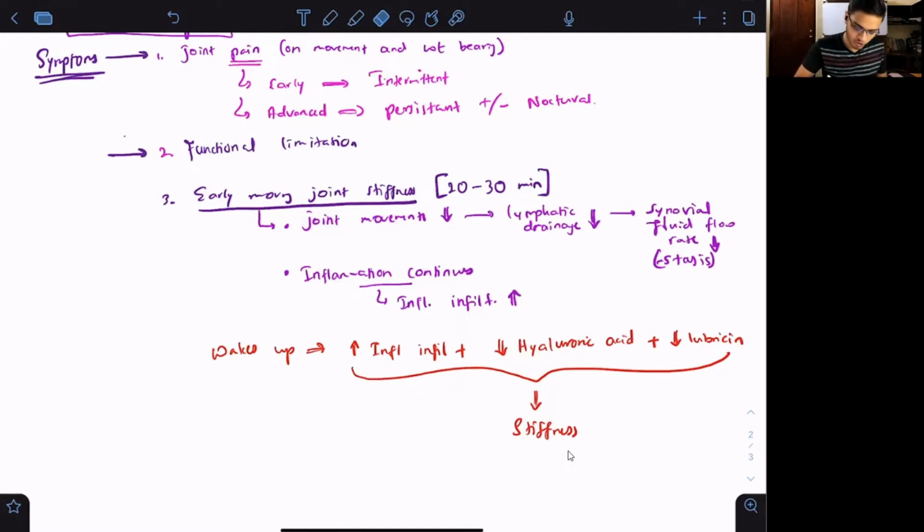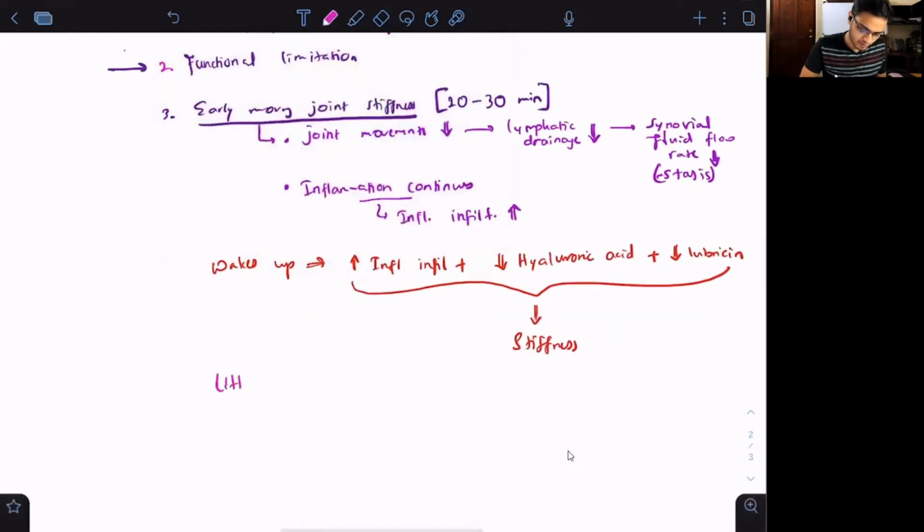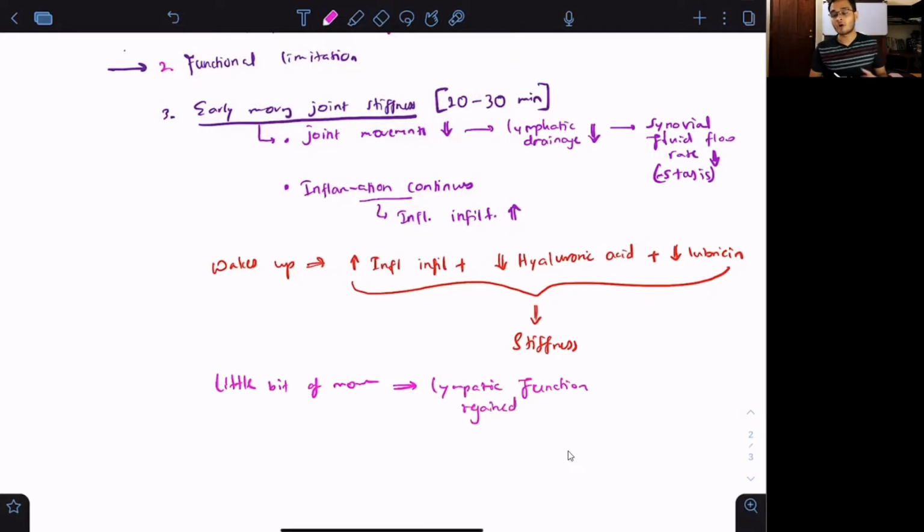What happens with those movements, guys? You can write down a little bit of movement, or a little bit of exercise. And what will happen? The lymphatic function will be regained. Therefore, now all these inflammatory infiltrates can be carried away at the same time.